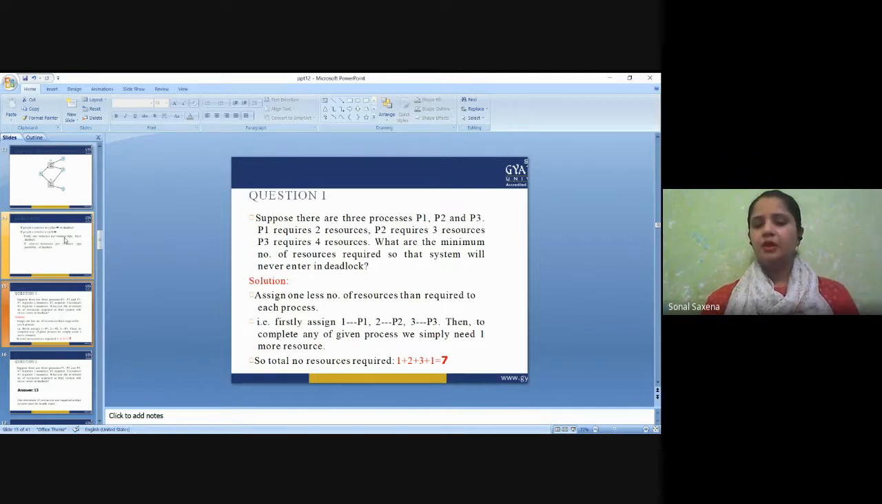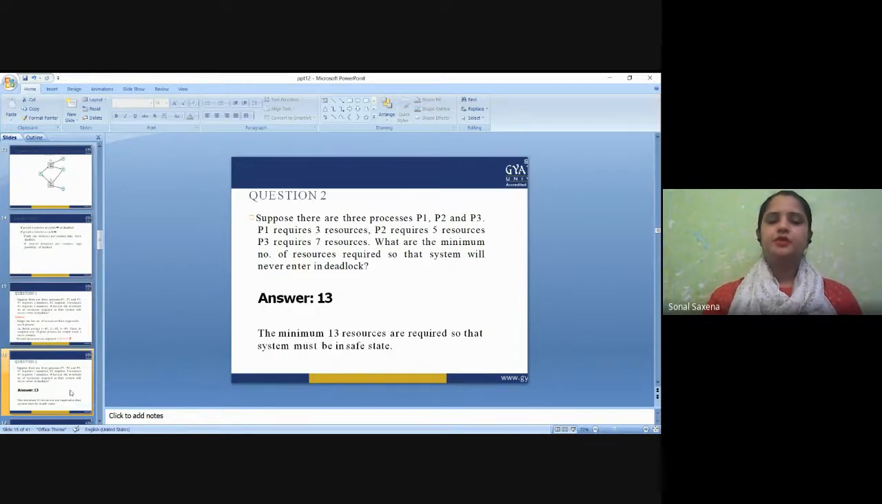So the total number of resources required here is, what will it be? 1 for P1, 2 for P2, 3 for P3, and only one resource is required to complete the execution of any single process. So the minimum number of resources required so that the system can never enter a deadlock is total 7. So it is as simple as that, and it is a quick trick.